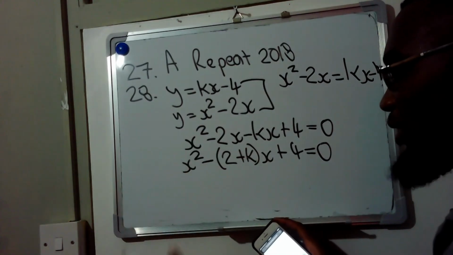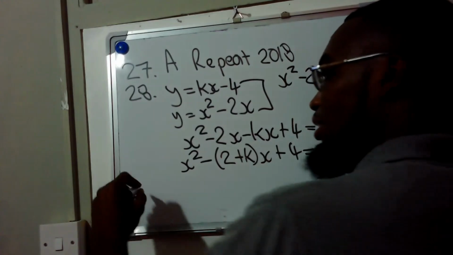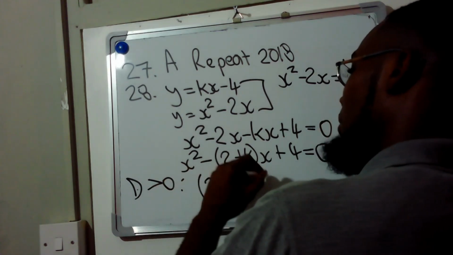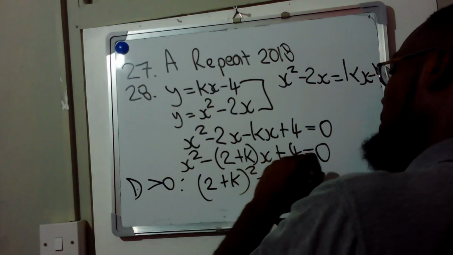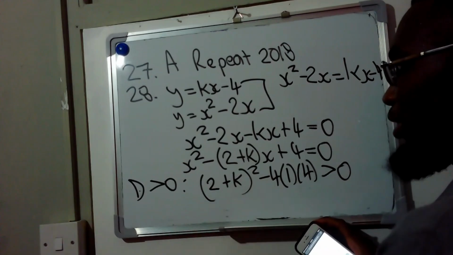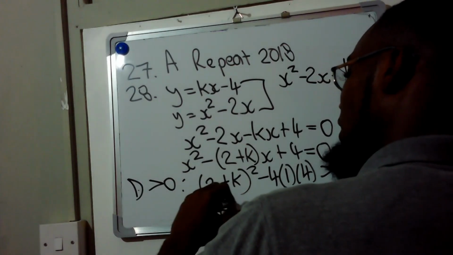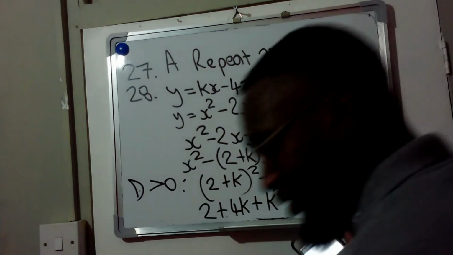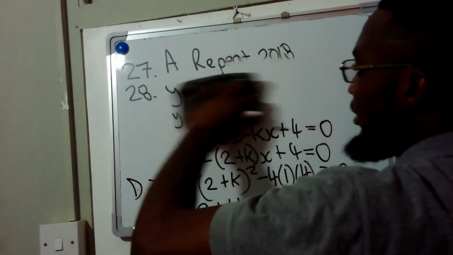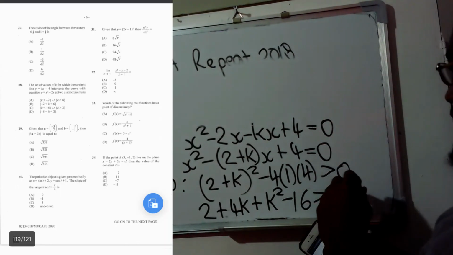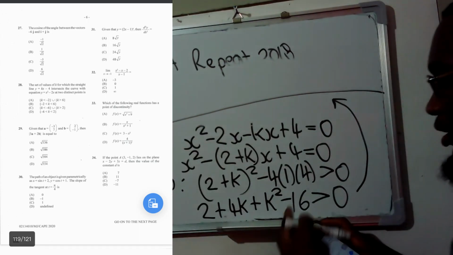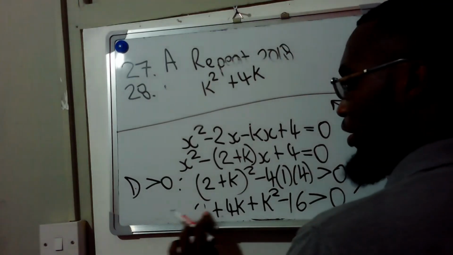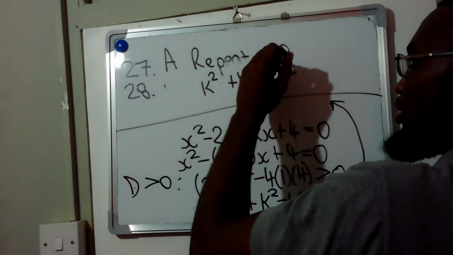If the lines intersect at two distinct points, then the discriminant must be greater than 0. That means (2 plus k) squared minus 4 times 1 times 4 must be greater than 0. Expanding this part, we end up with 4 plus 4k plus k squared minus 16 greater than 0. This simplifies to k squared plus 4k, since 2 squared is 4, and 4 minus 16 is minus 12, greater than 0.